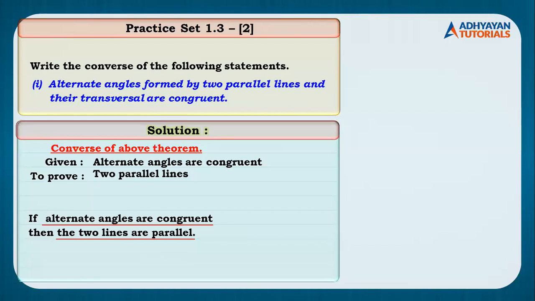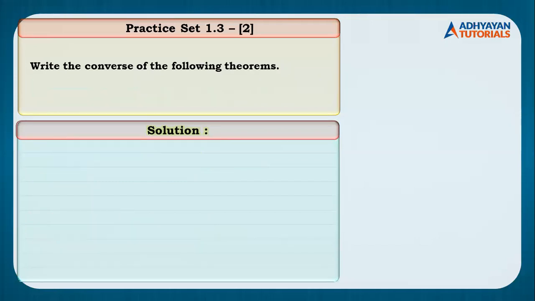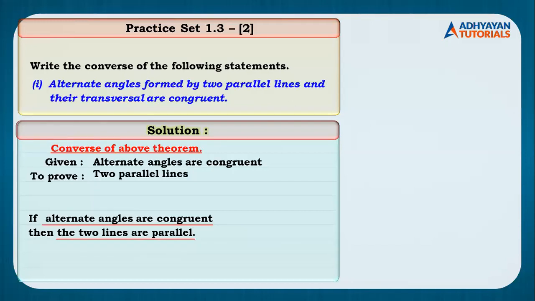Just two more sums and we are done for the day. Yeah, second sub question. I hope everybody has finished the first one. You have to just copy that statement which I have written at the bottom. If alternate angles are congruent, then the two lines are parallel. That's it.